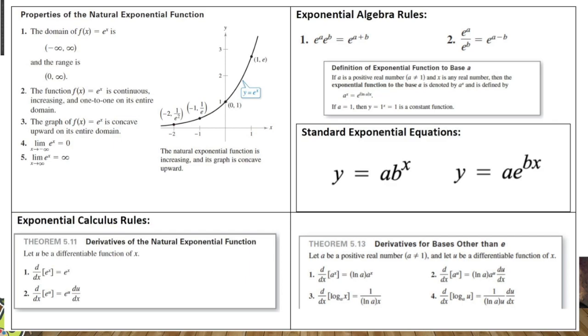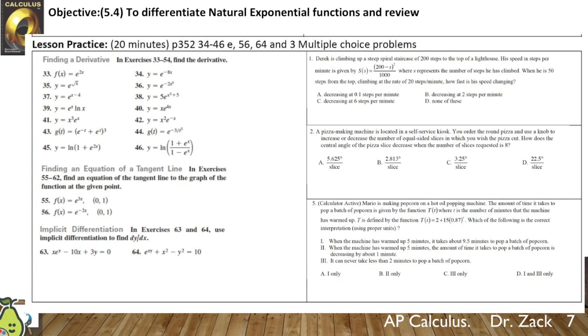So as you prepare for your Unit 3 test, make certain that you understand all of your rules for your exponential functions, your algebraic rules, as well as your calculus rules. Make certain that you can apply your chain rule, your product rule, and your quotient rule for all of your exponential and logarithmic functions. And today's practice, make certain you are doing the even questions in that first column again. Don't do too much work, but if you want to do more work, you go right ahead.